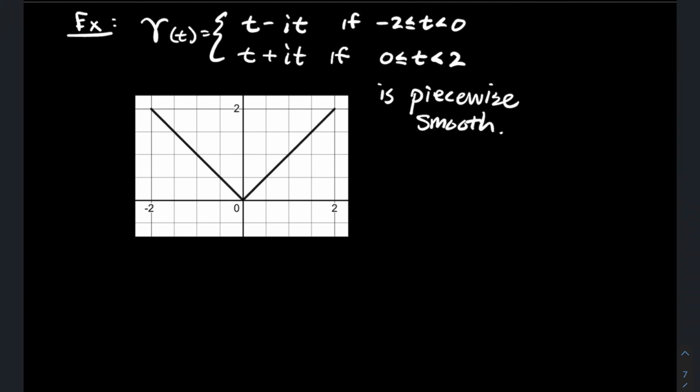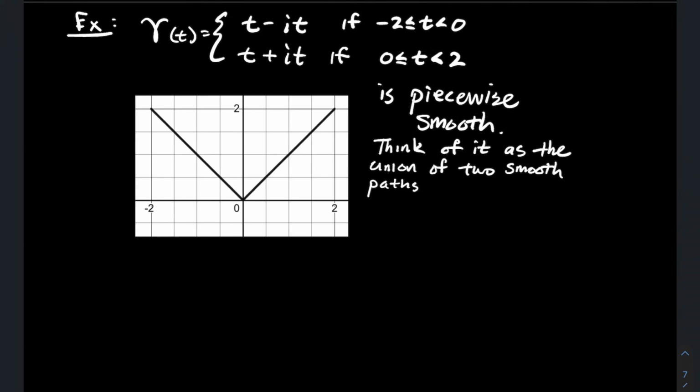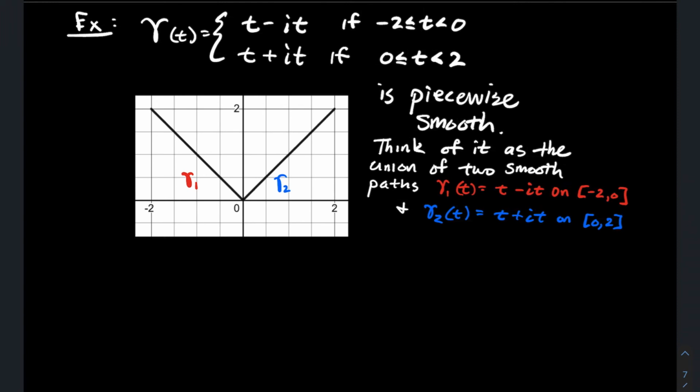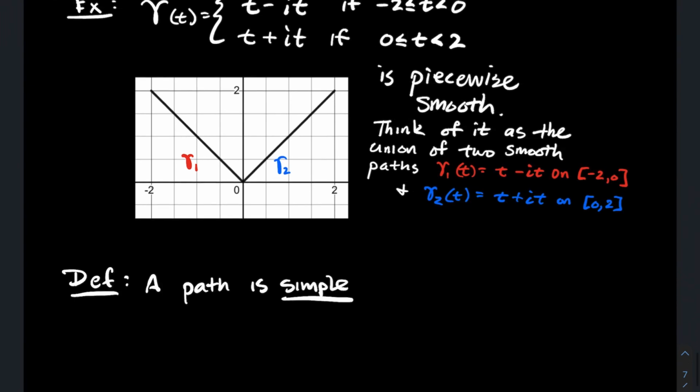So it's not smooth, but I could think about this as having two pieces, like the formula suggests. Gamma 1 is really just the top formula, that's just that line there. And don't worry so much about strictly less than 0. I just care about, is that smooth from -2 to 0? And the answer is yes, because it's a line. And the other piece would be gamma 2, the portion of the line that's in the right half of the plane. And gamma 2, t plus it, is also smooth there. So gamma is the union of these two smooth curves. And that is what it means to say that gamma is piecewise smooth.